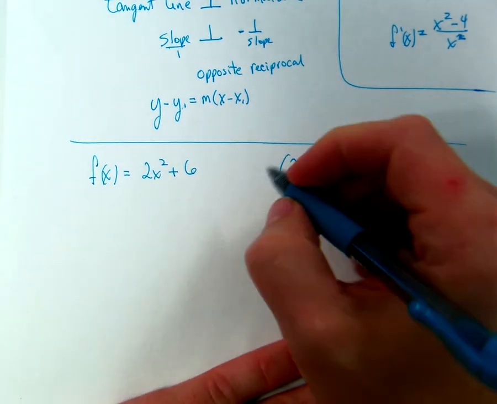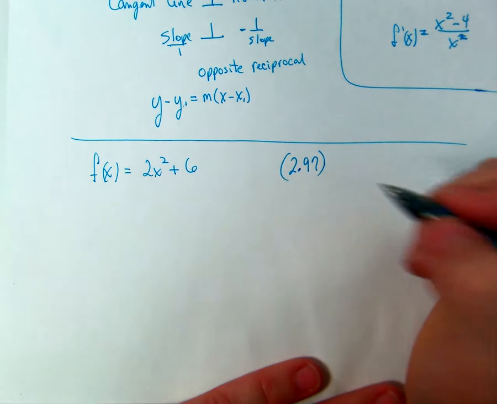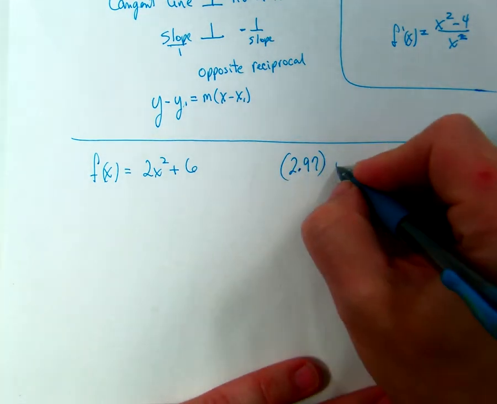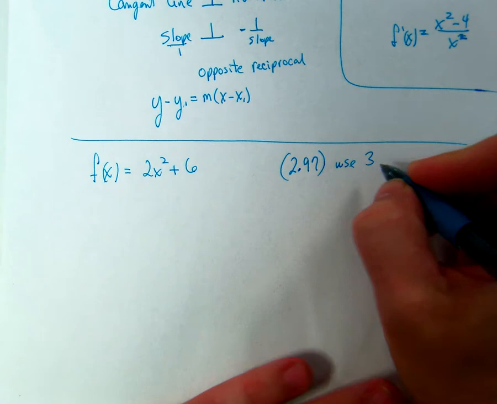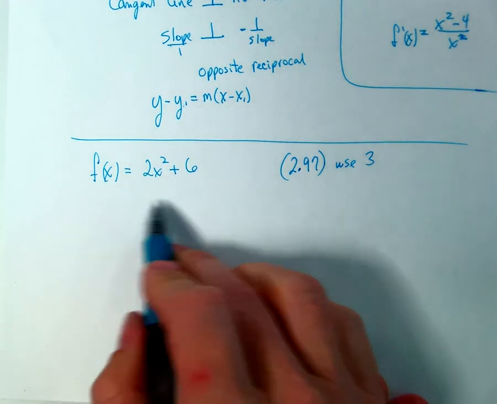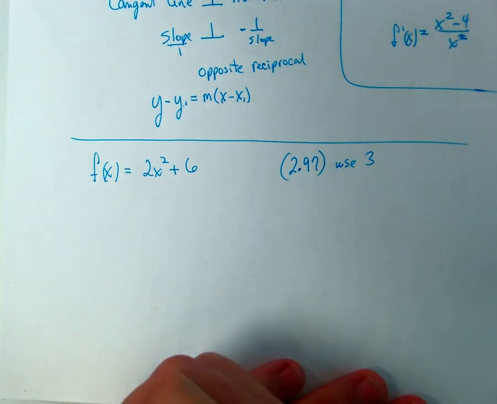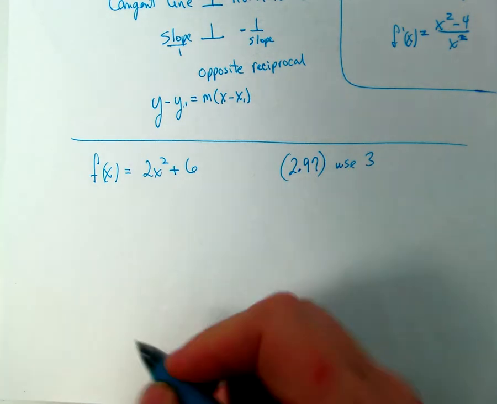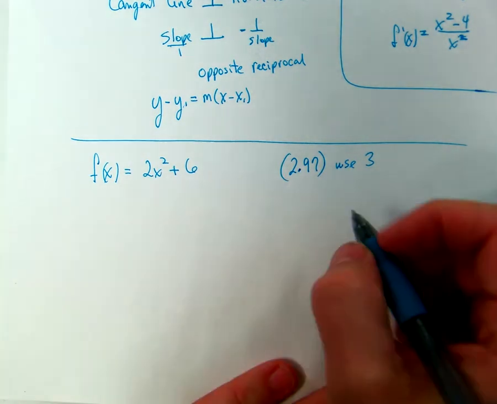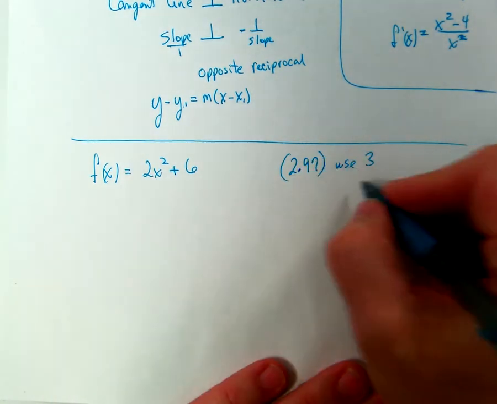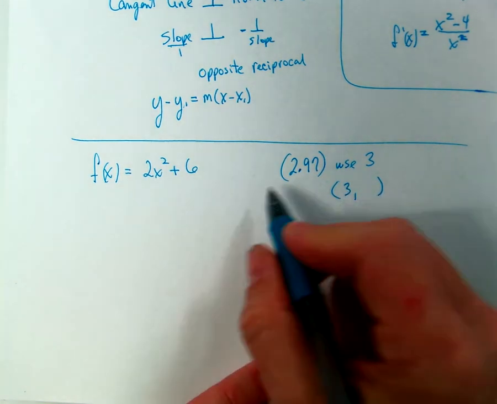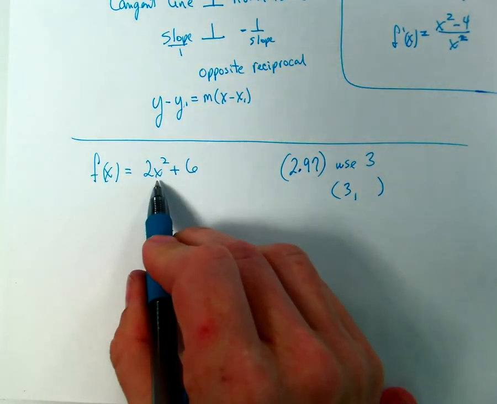So we wanted to find out what it would be if we use 2.97. Well, instead we'll use 3 to set our equation up, and then we'll evaluate the 2.97 in the very end. First thing we're going to need to do is use 3, so we need to find the point value. So we'll take 3, plug it into the original equation.